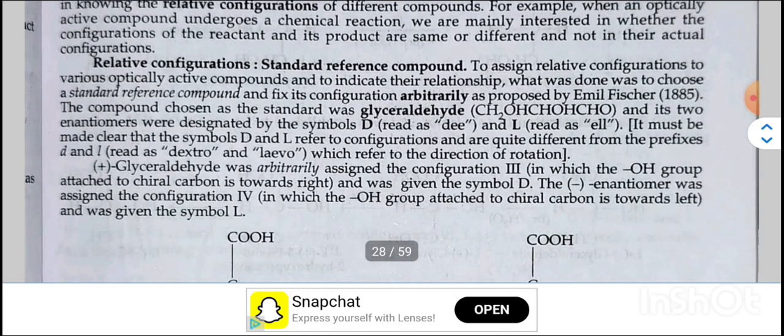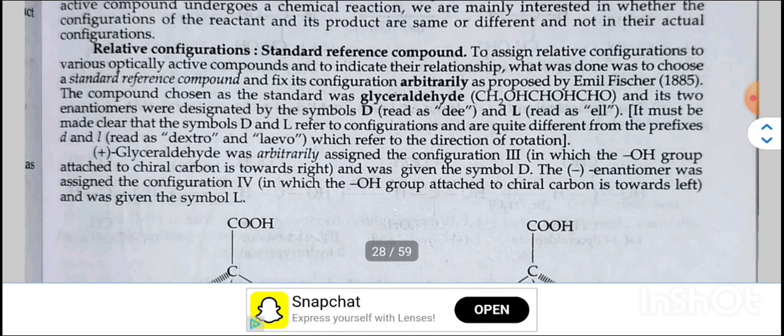Relative configurations. Standard reference compounds are used to assign relative configurations to various optically active compounds and to indicate their relationship. What was done to choose a standard reference compound and fix its configuration arbitrarily? As proposed by Emil Fischer in 1885, the compound chosen as the standard was glyceraldehyde, and its two enantiomers were designated by the symbols D and L.